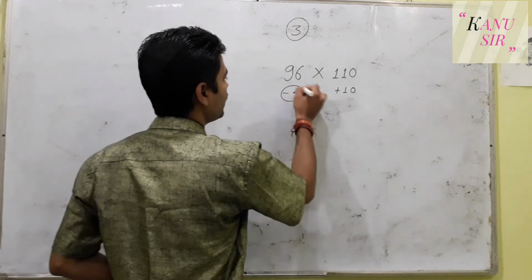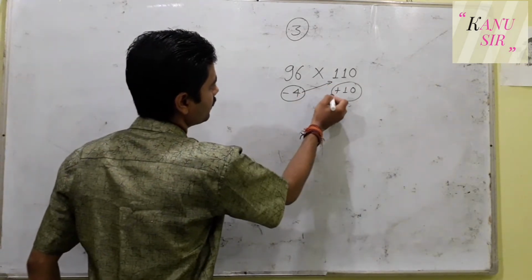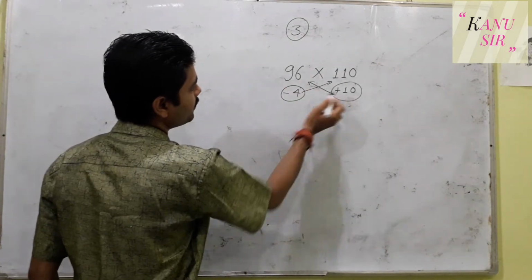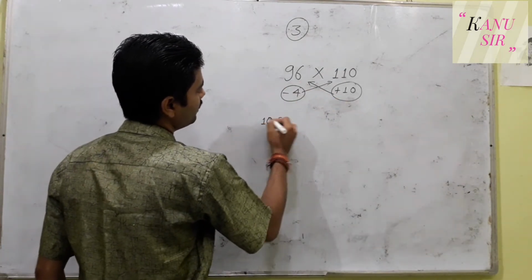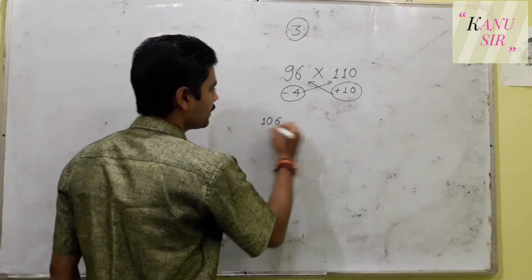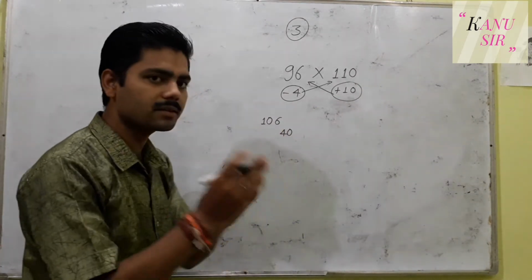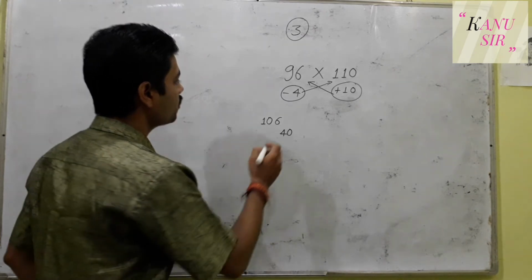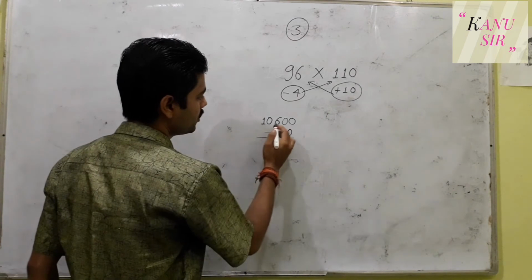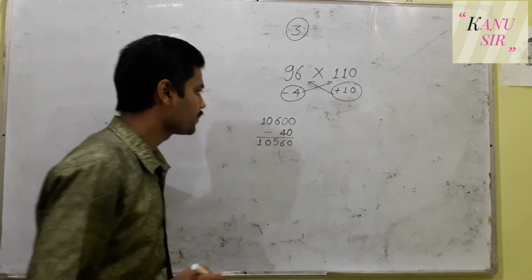Now what will we do here? You can do either process. Like 96 plus 10, you will get 106, and 4 times 10 is 40. But why didn't I write it here? Because here is plus and here is minus, the symbols are different. So we will just write 0 here and we will do subtraction from the number. You will get 600 minus 40, you will get 560 and 0.